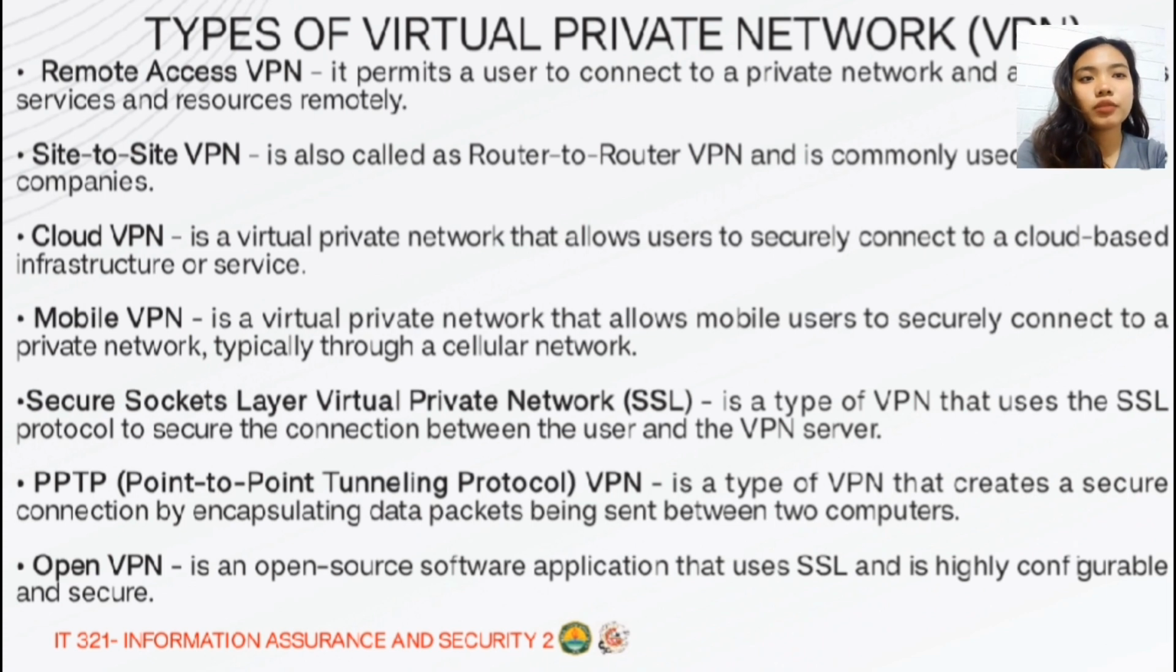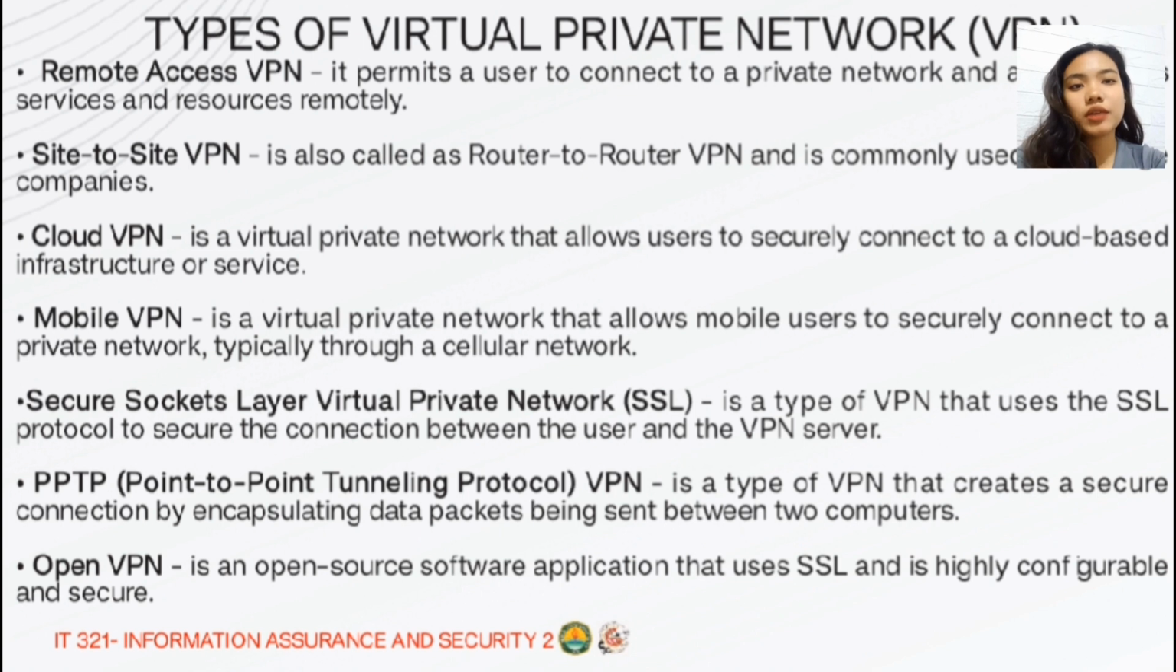Types of Virtual Private Network or VPN. Remote Access VPN permits a user to connect to a private network and access all its services and resources remotely. Next is the site-to-site VPN. It is also called router-to-router VPN and is commonly used in large companies.